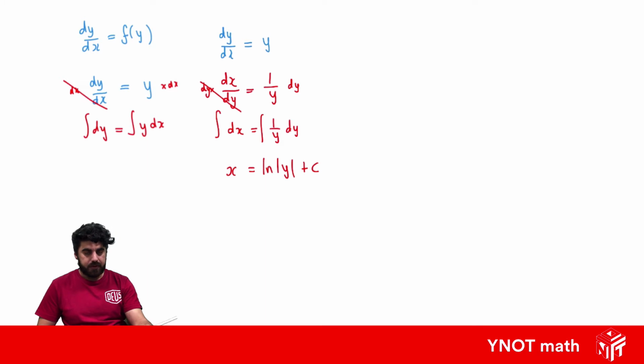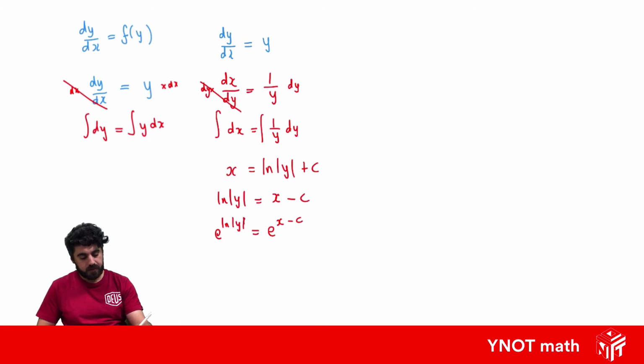And now we need to make y the subject. So we'll minus c from both sides. So we'll end up with the natural log of the absolute value of y equals x minus c. Let's take both sides of the equation and make them the power with a base e. So we have e to the ln of the absolute value of y equals e to the x minus c. Then e to the ln of the absolute value of y will just leave us with the absolute value of y equaling e to the x minus c.